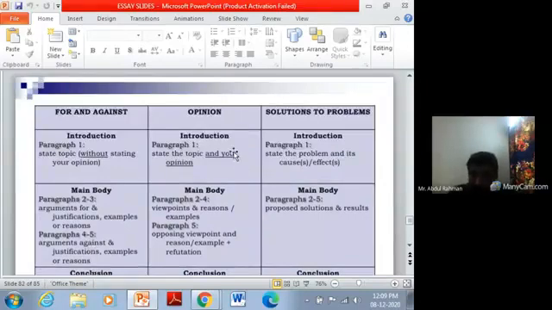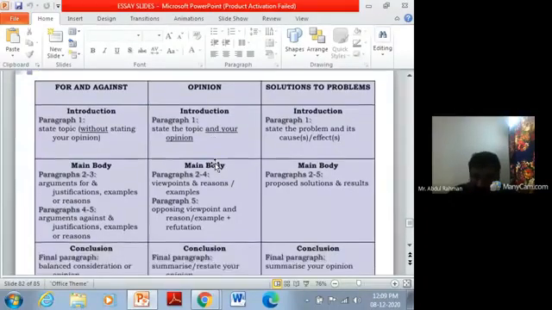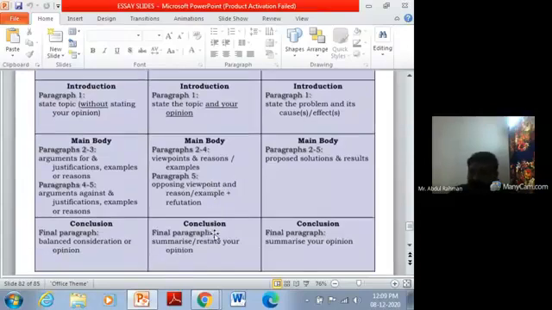Then we have opinion essays, where in the first paragraph we introduce the topic and state the topic along with our opinion. Then paragraphs 2, 3, and 4: viewpoints, reasons, examples. Then the fifth paragraph: opposing viewpoints, reasons, and examples, with a refutation, in a separate paragraph. Then we have a conclusion, the final paragraph, which summarizes and restates your opinion.